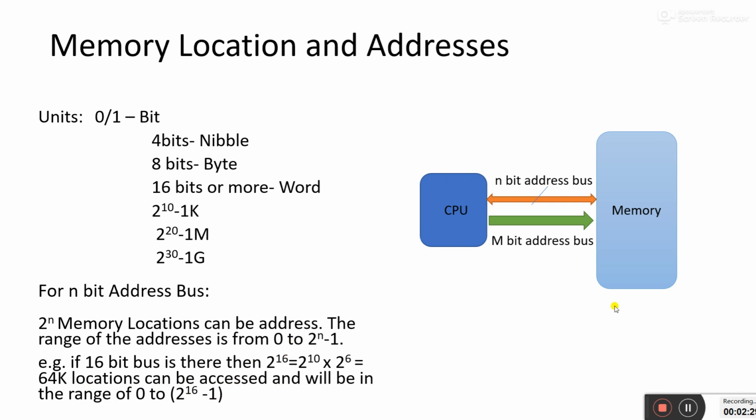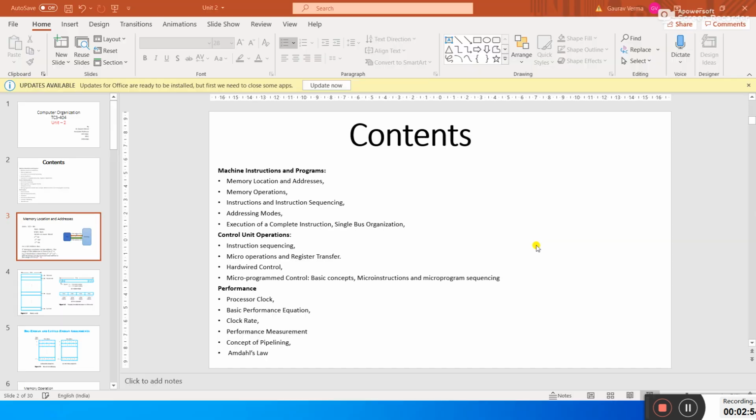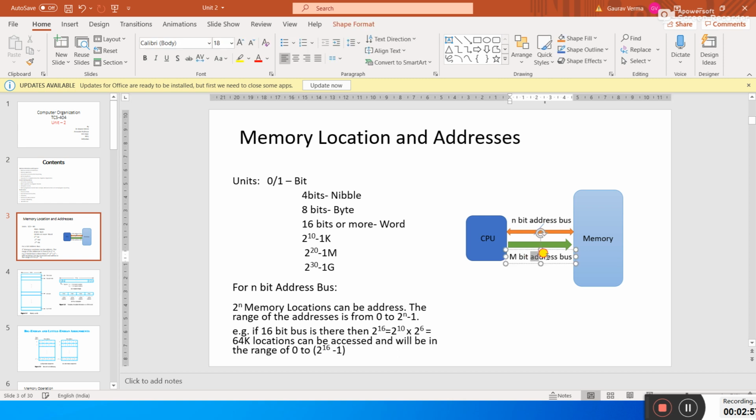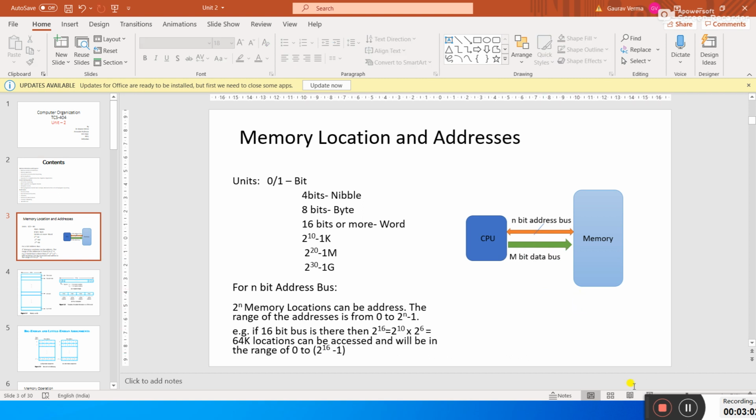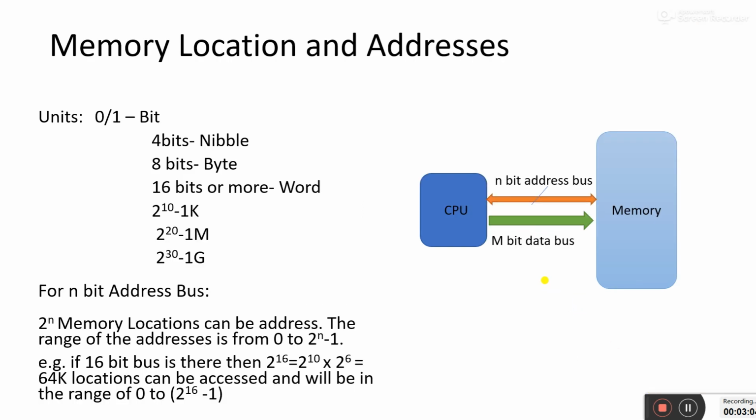So there is one diagram here. We can see that there is one CPU and another is memory, and this memory can be addressed using an n-bit address bus, and there is an m-bit data bus. Sorry, this is not the address bus, this is the data bus. Okay, so this is the data bus actually.